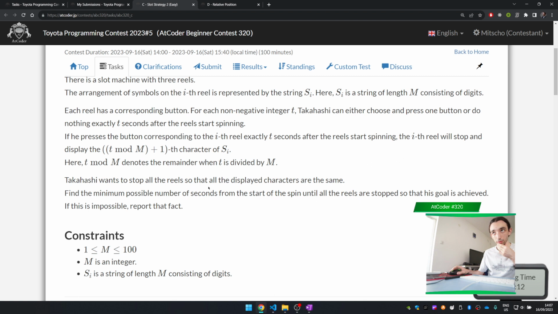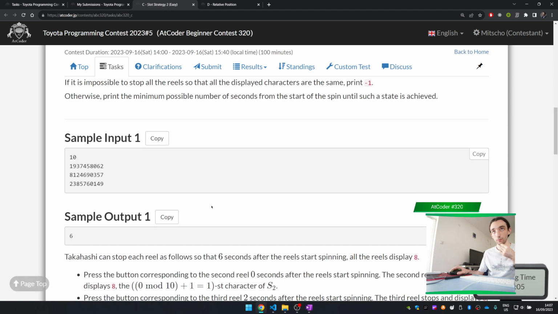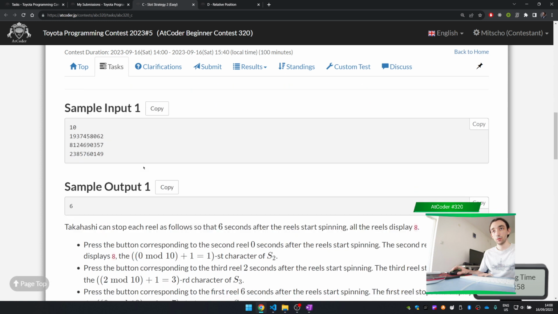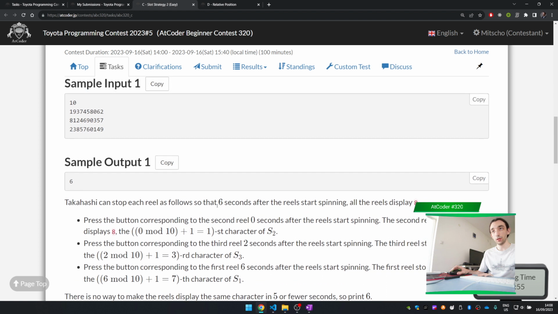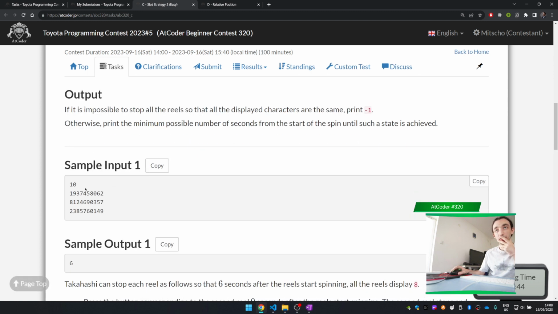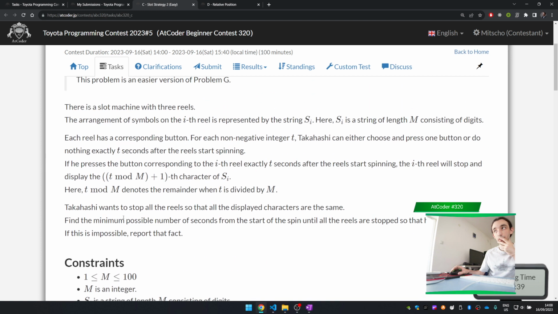Takahashi wants to stop all reels so that the displayed characters are the same. Find the minimum possible number of seconds. He can stop each reel as follows, so that 6 seconds after the reels start spinning, all the reels display 8. So for each of the digits, all of the reels have to be stopped at some digit, right? And then, is it guaranteed that all of the reels have the digit?